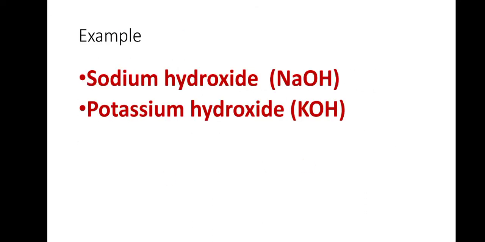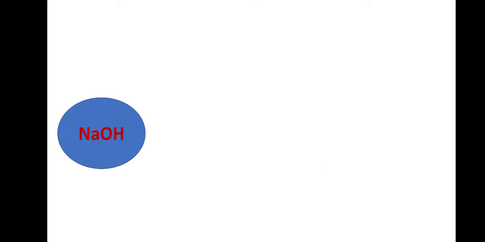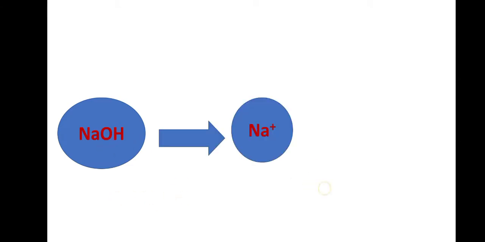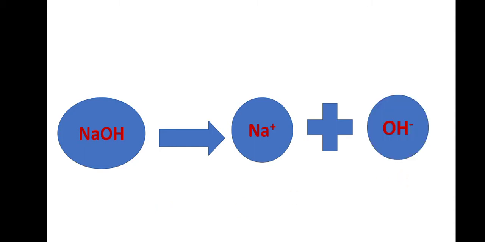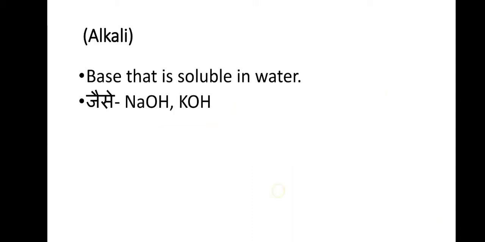Examples of common bases are sodium hydroxide, NaOH, and potassium hydroxide, KOH. Now we can see here NaOH dissolves in water, it gives Na plus ion and OH negative ion. NaOH gives OH negative ion in water, therefore NaOH is a base. NaOH, sodium hydroxide, is a base because it gives hydroxide ion in water.